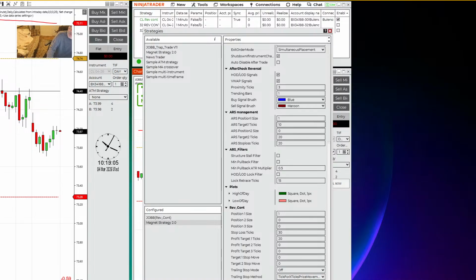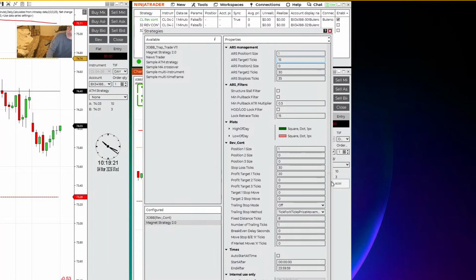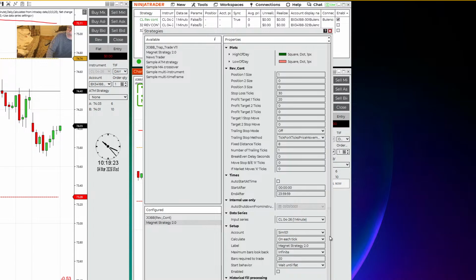But we also want to set up a signal trade. First target 20, stop of 35, and the second target of 30. Do the first target of 15. Now, I'm not even going to explain this now because it's going to change with the new version. And I'm going to trade this in account 32 with the reverse continue.